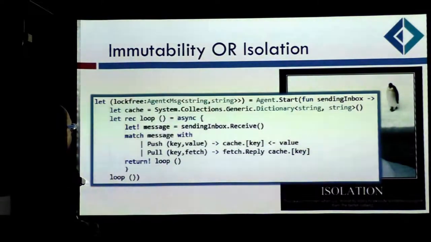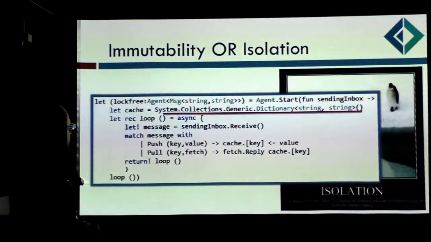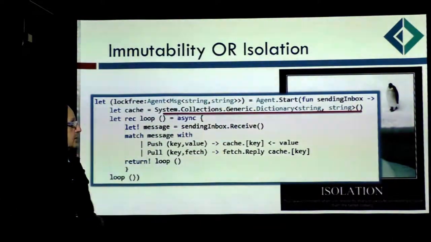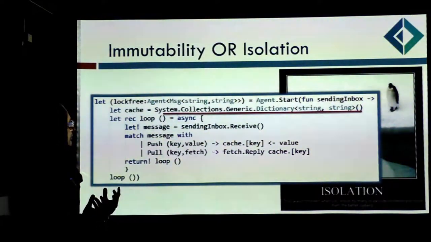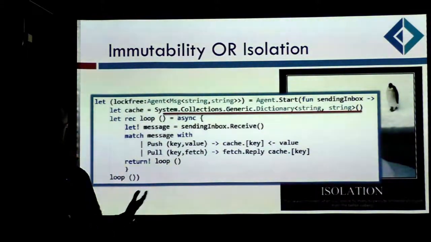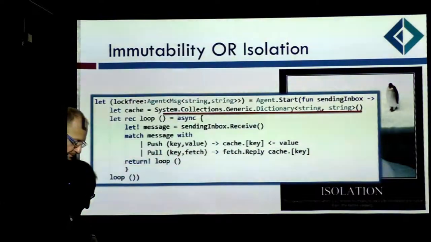But what is really interesting here is this part. I'm using a mutable object, a .NET dictionary. But because I'm inside the body of the agent, and it's thread safe by nature and isolated, it's okay to use a mutable object, right?